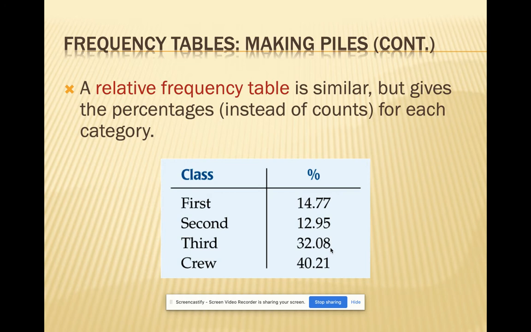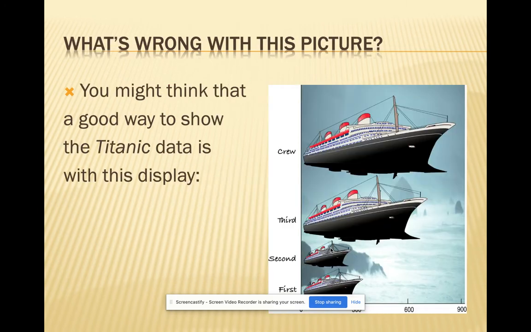All right. So you can also make a relative frequency table, where you give the percentage of the group that falls into each category instead of the count. So in our Titanic data, almost 15% were in first class, about 13% in second, 32% in third, and 40% of all the people on the Titanic were part of the crew. All right.